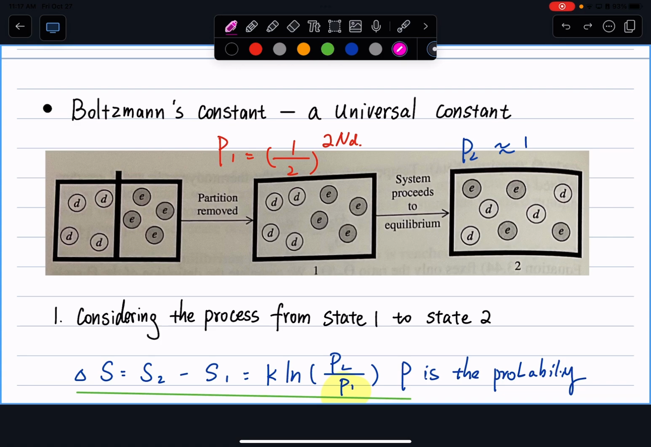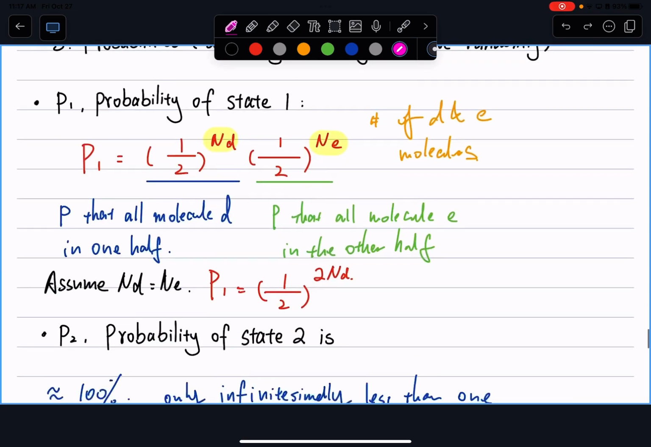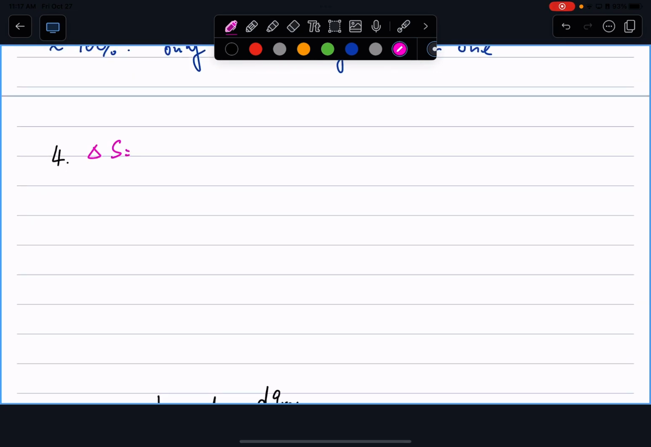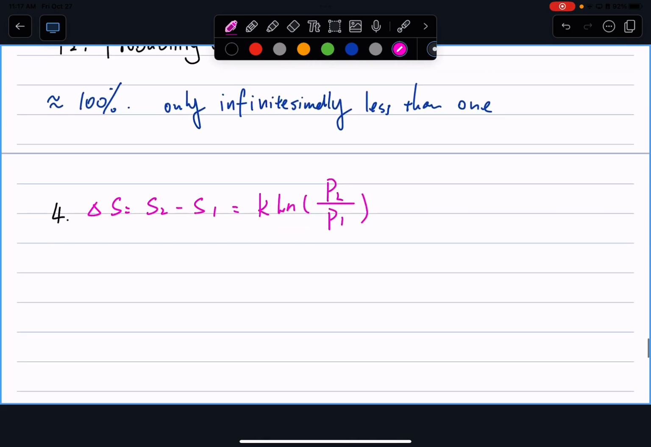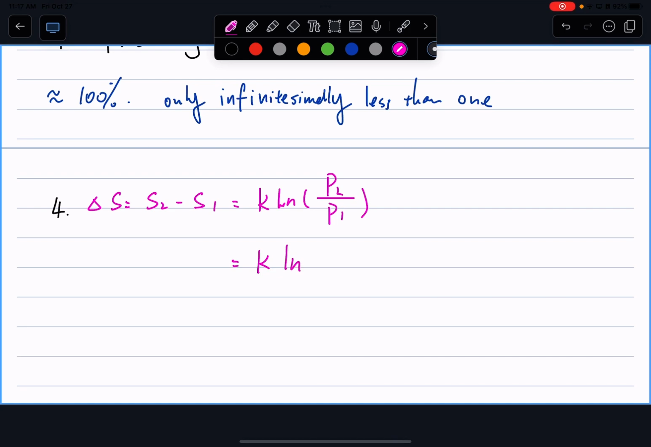So if we write the expression for delta S for this process, we have delta S equals S2 minus S1 equals k ln P2 over P1. Here, P2 equals 1, and P1 equals 1 over 2 to the power of N. So we can rewrite that into k ln 2 to the N. We can take that N out, and it becomes k N ln 2.